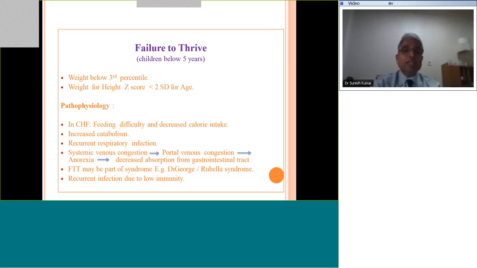Or failure to thrive may be a part of a syndrome like DiGeorge or rubella or Down's, where inherently the syndrome is going to be associated with failure to thrive. So even if the heart lesion is minor, the baby may fail to thrive. Recurrent infection may be a feature of a left to right shunt, or it may also be because of a low immunity, as in DiGeorge syndrome.